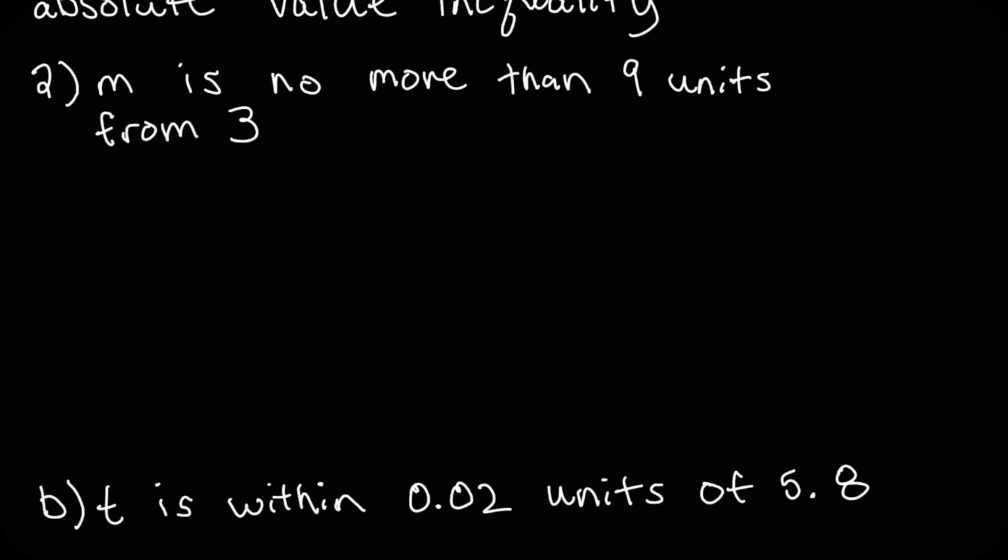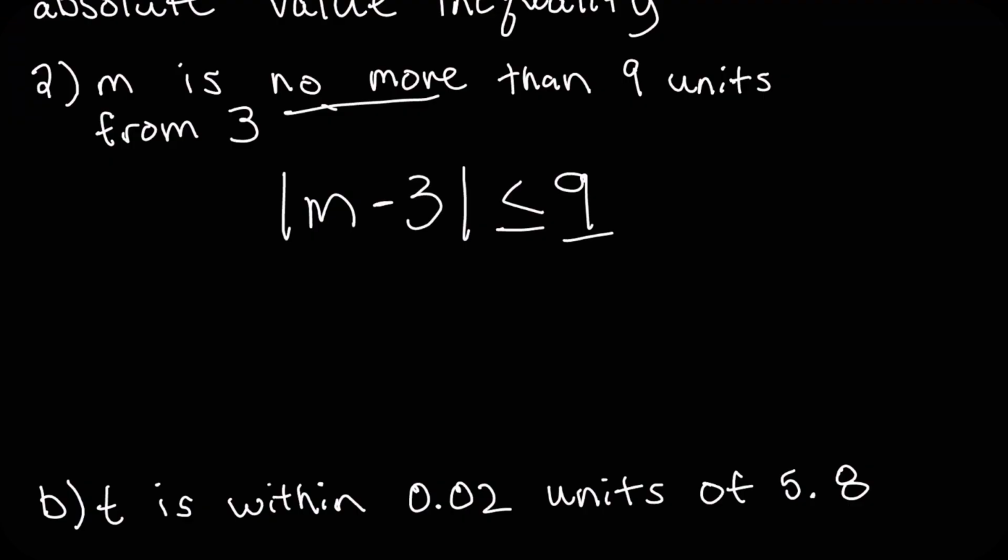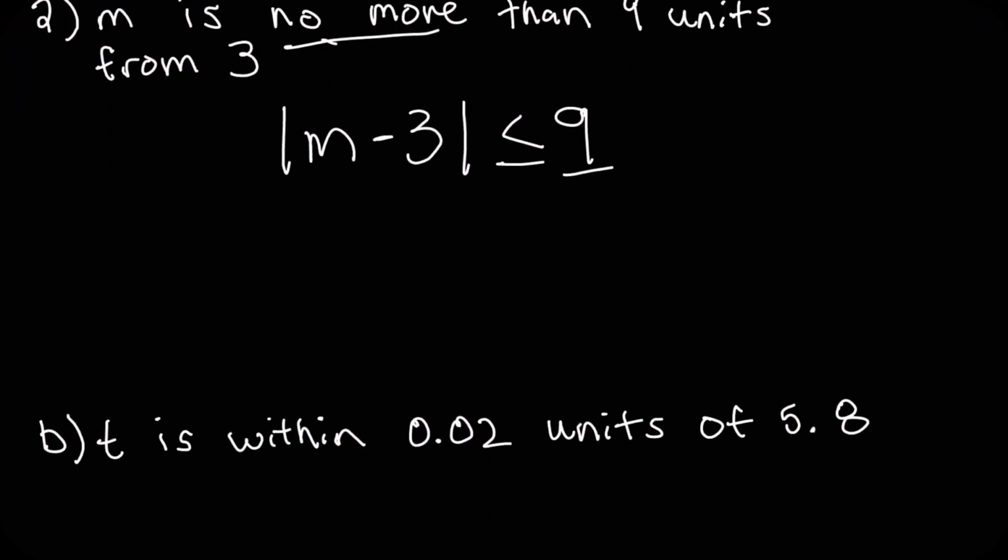So if m is no more than 9 units from 3, we know that we'll have the absolute value of something. And then this keyword, no more, tells us that we're going to be using a less than or equal to. And we have 9 units. So m is no more than 9 units from 3. And that will be our solution here.